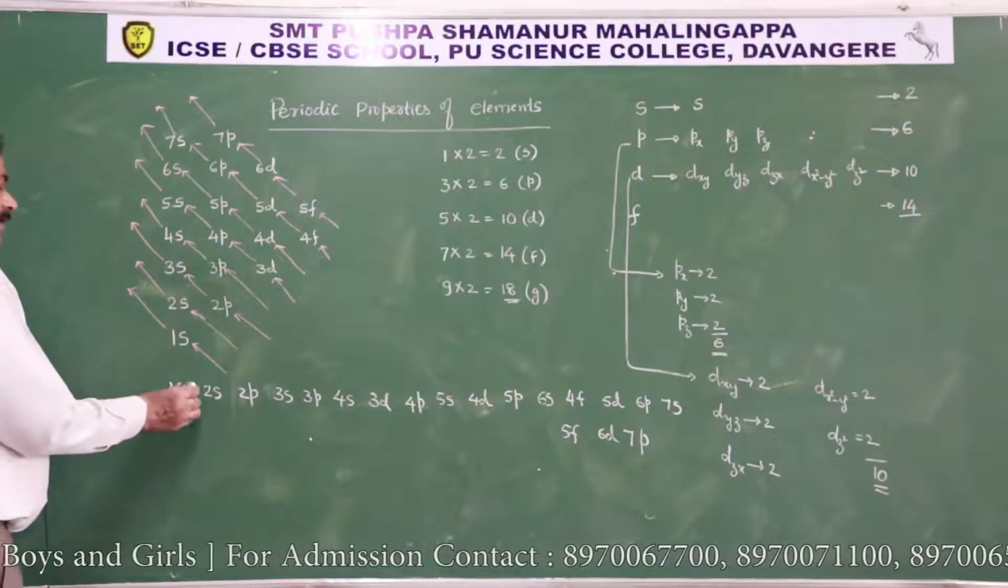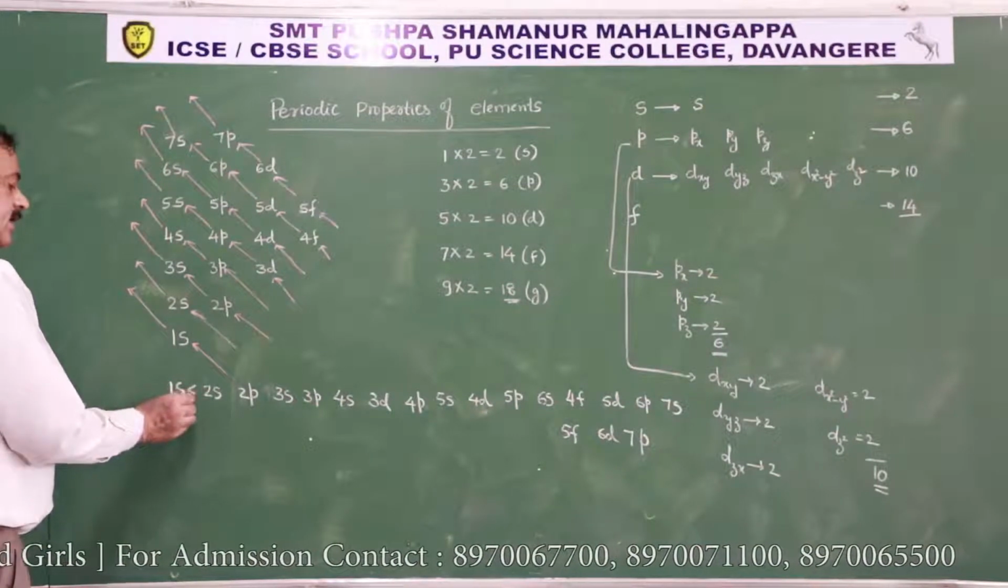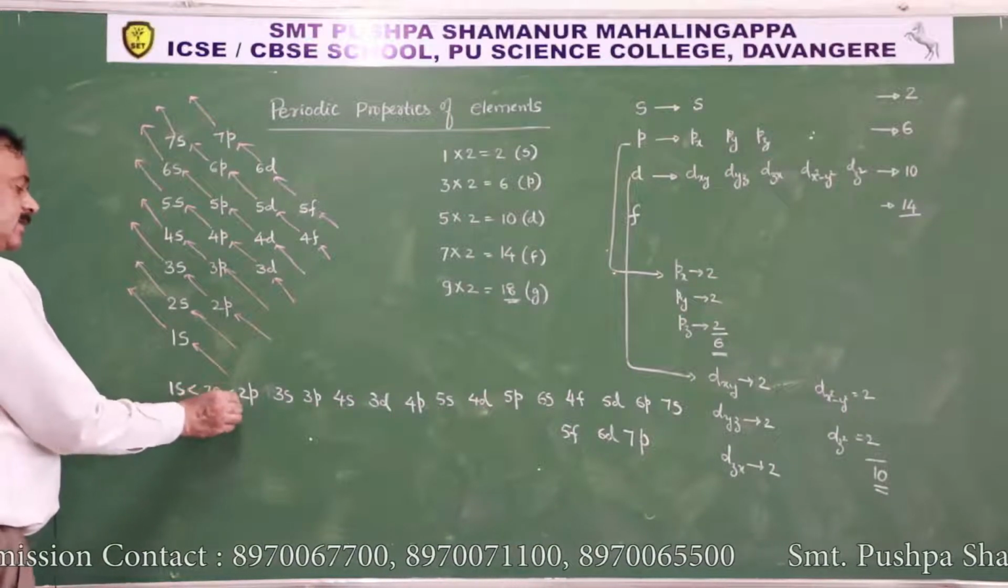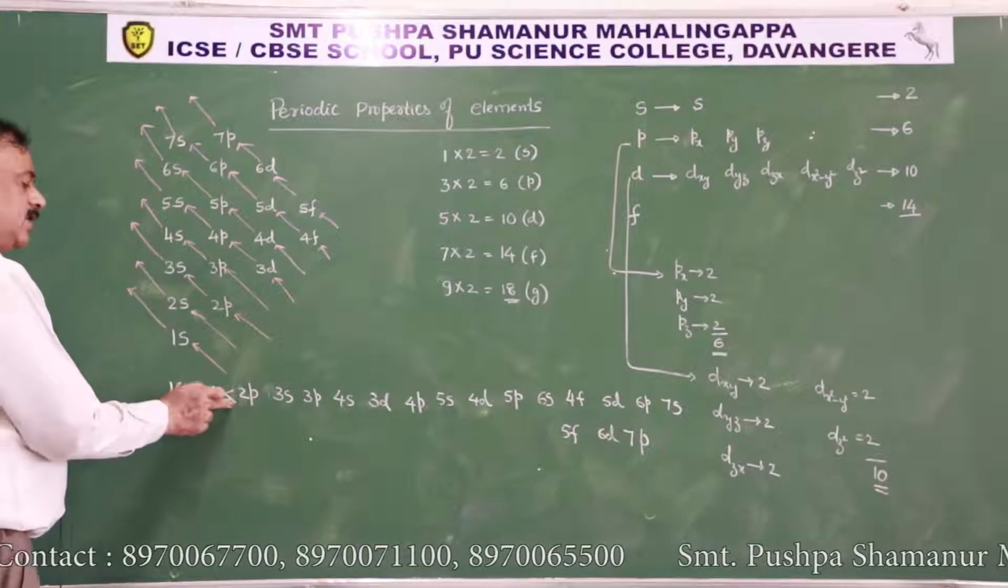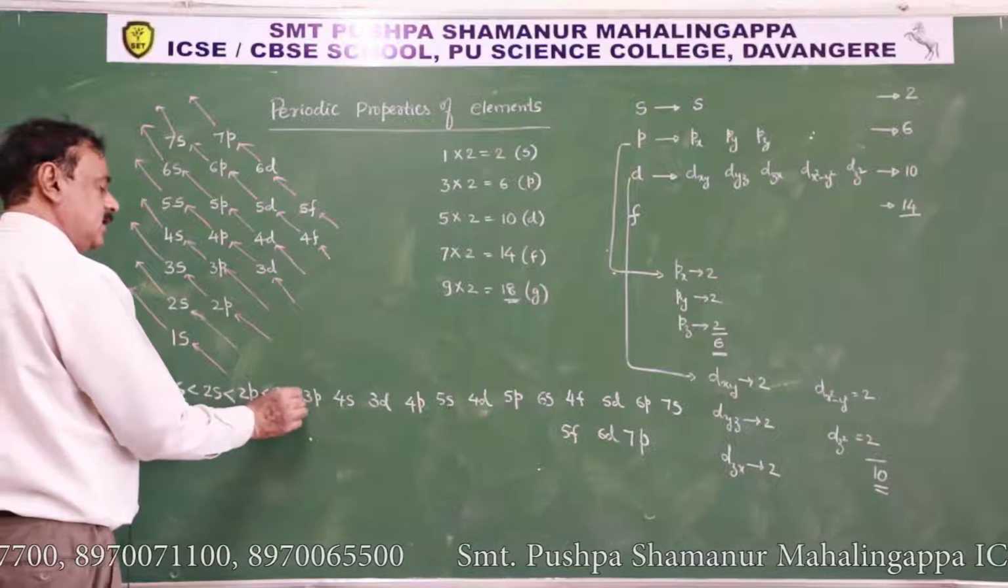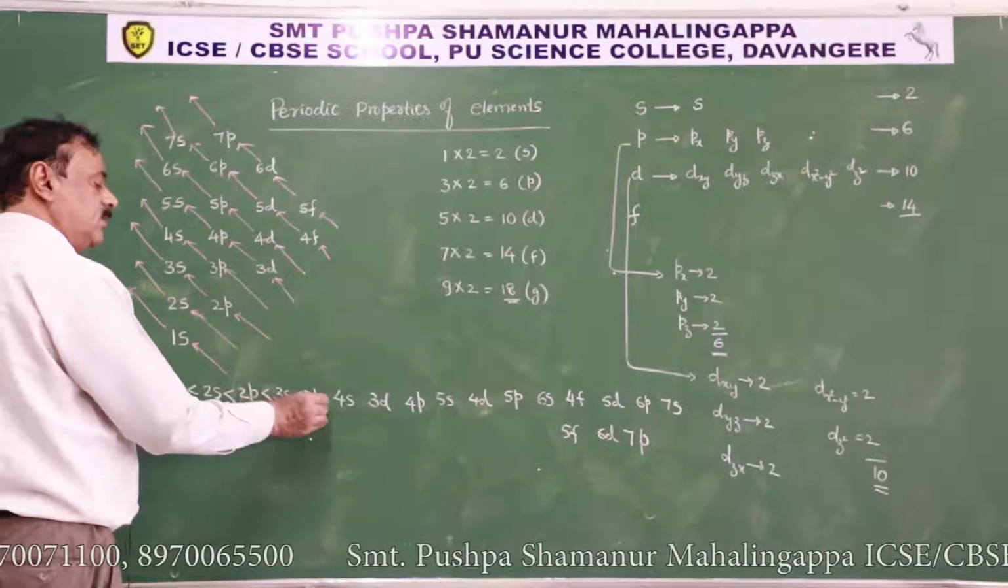See, the energy levels are in increasing order. Energy level of 1s is smaller than 2s. Energy level of 2s is smaller than 2p. Energy level of 2p is smaller than 3s. Energy level of 3s is smaller than 3p.